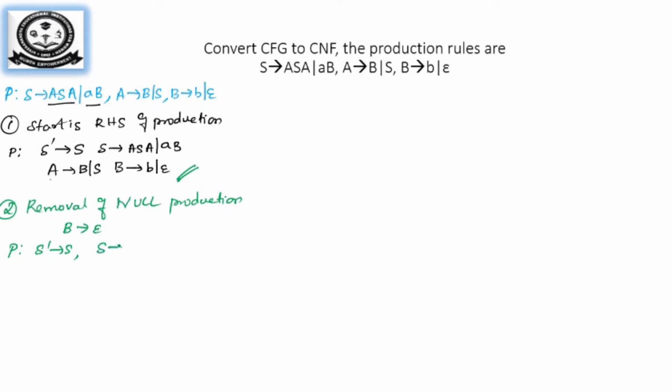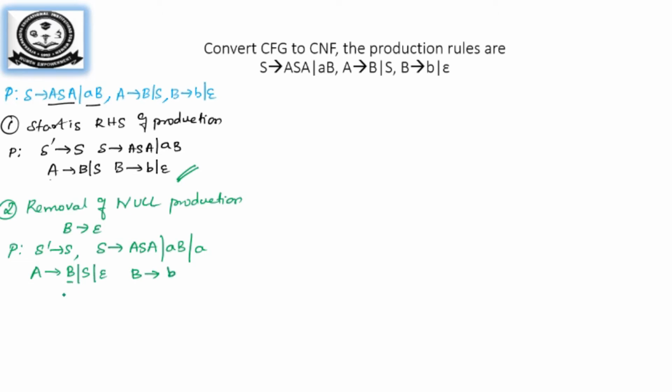But you have S tends to ASA, so there is no B in this, but you have AB. So this B can be replaced with epsilon. So if you replace it, you will get A alone. Similarly, when A tends to B, or S, you can see B can be replaced with epsilon, so you will have epsilon over here. Then finally B epsilon is removed.